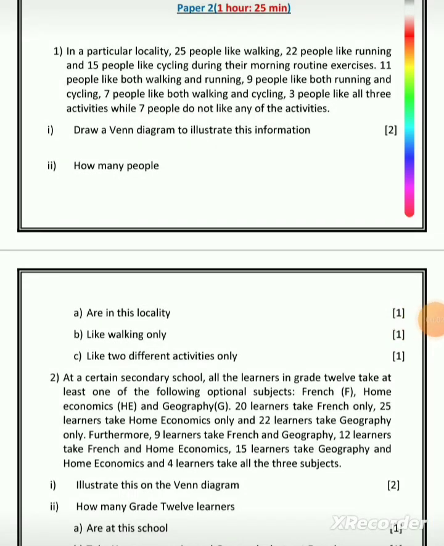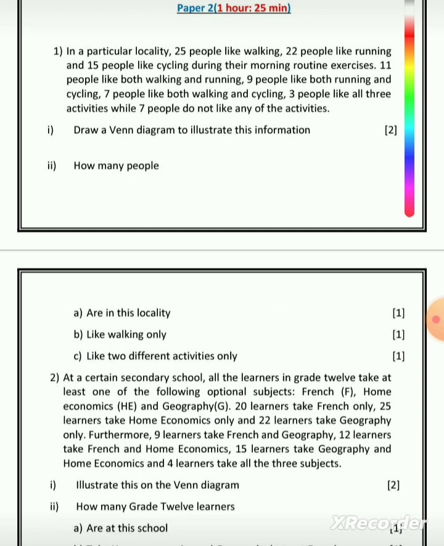So we start with question 1. This one is going to be a long ride, so be ready for what is coming. In a particular locality, 25 people like walking, 22 people like running, and 15 people like cycling during their morning routine exercises. 11 people like both walking and running, 9 people like both running and cycling, 7 people like both walking and cycling, 3 people like all the 3 activities, while 7 people do not like any of the activities.